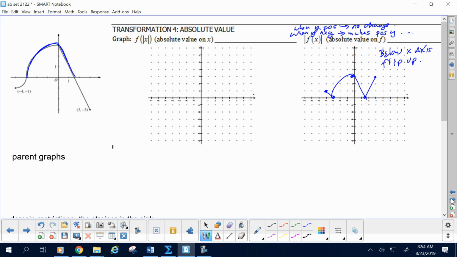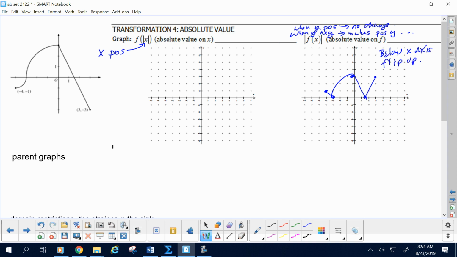Now that's pretty easy. Usually students do well with that, but then students tend to want to carry it through to the next idea. This one's a little more difficult here. Let's use the same concept though. When x is positive, what does the absolute value do?